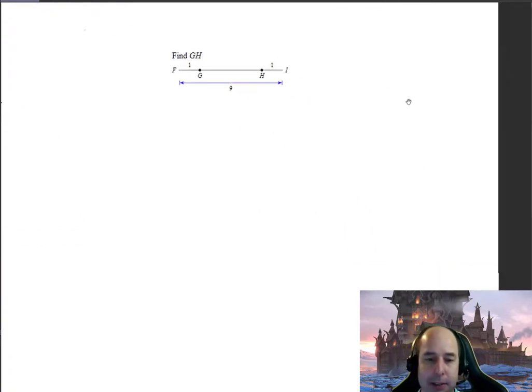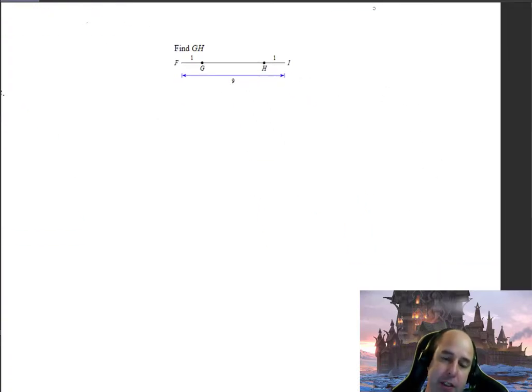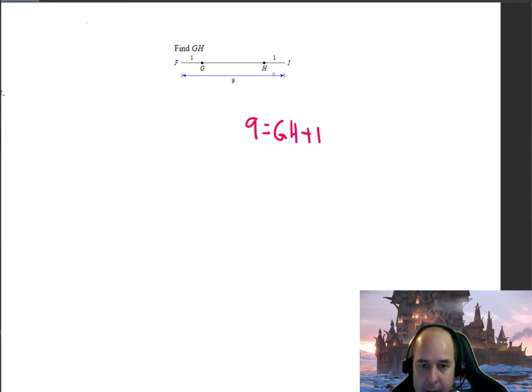This is the most simple problem I have here today: find GH. We see that this line segment has a measurement of 9. From F to G is 1, and from H to I is 1 also. So that tells me that this 9 is equal to the measurement of line segment GH, plus the 1 from HI, plus the other one from FG.